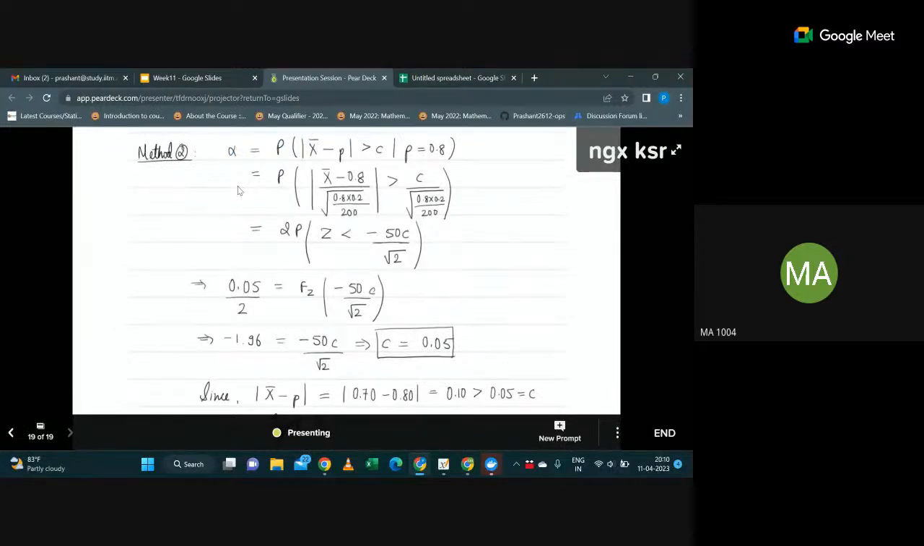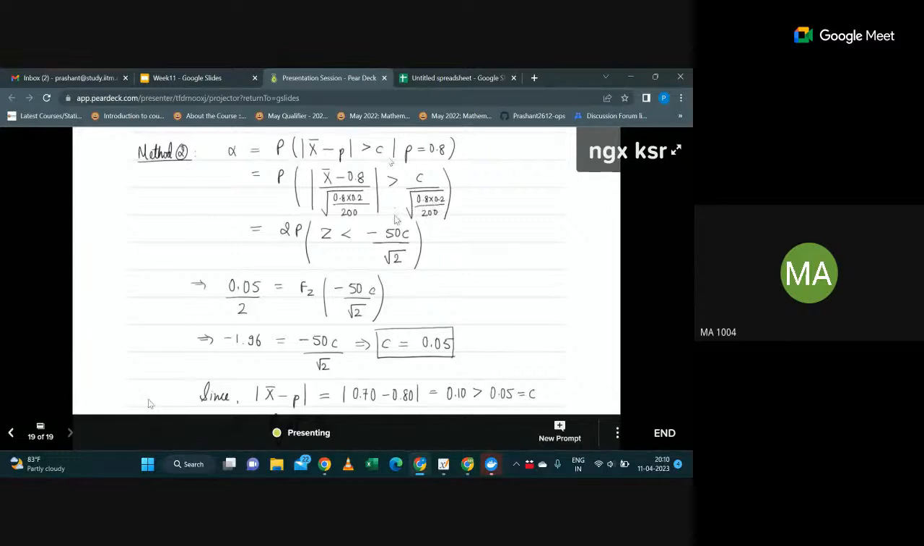So now, what is alpha? Alpha is the probability of rejecting your H0 when H0 is true. And what will be the test when I reject my H0? Since it's two-sided, I will take mod of x bar minus p greater than c. So far it is clear? Yeah. Okay, and p is 0.8, it's given in the question. Now we have to convert into the form of a standard normal variate. So we just subtract the mean and divide by the square root of variance. So here I will get mod of x bar minus 0.8 divided by square root of 0.8 into 0.2 divided by 200, greater than c divided by square root of 0.8 into 0.2 divided by 200.